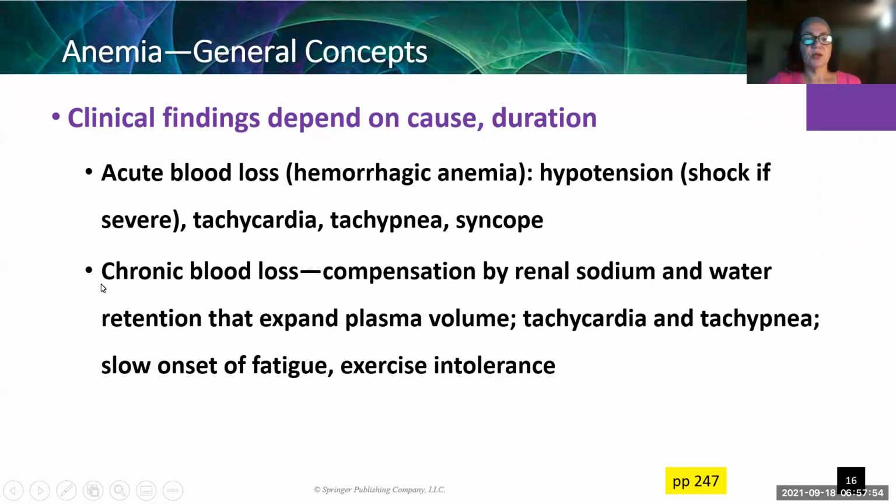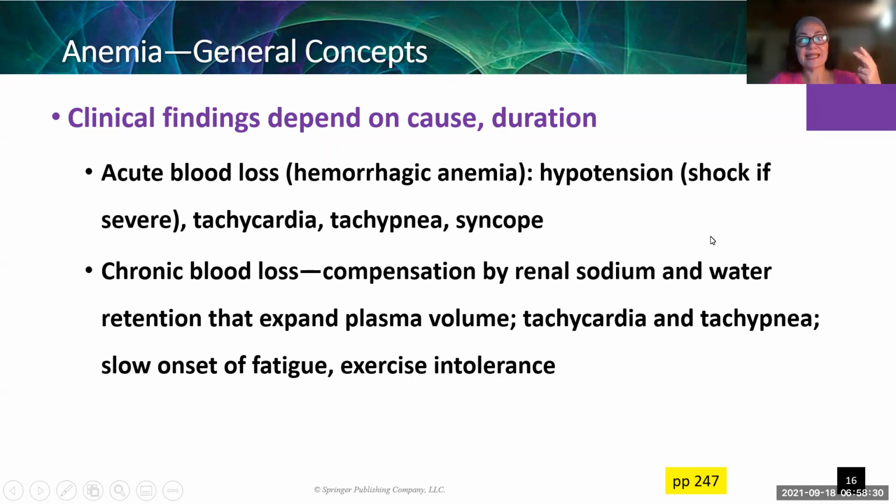If the problem is chronic rather than acute, the kidneys have a chance to help replace the blood volume, and they compensate by holding on to sodium and water. How they know to do that is, as the blood pressure goes down, the body starts releasing aldosterone as part of the renin-angiotensin-aldosterone system. Aldosterone causes the kidneys to hold on to sodium, which causes the water to follow the sodium and keep the blood volume up that way.